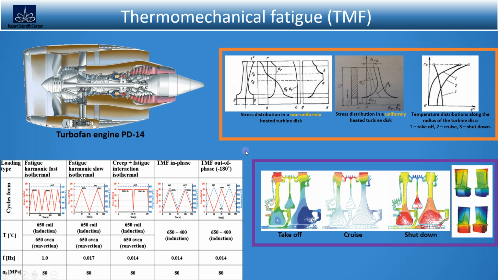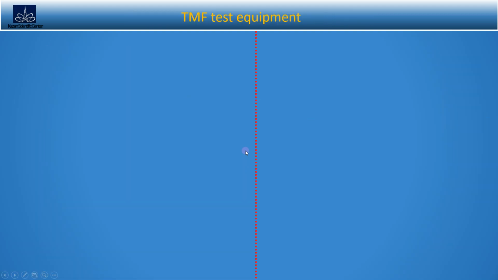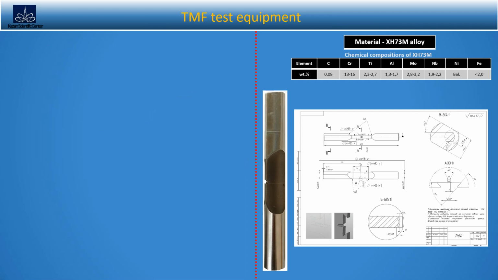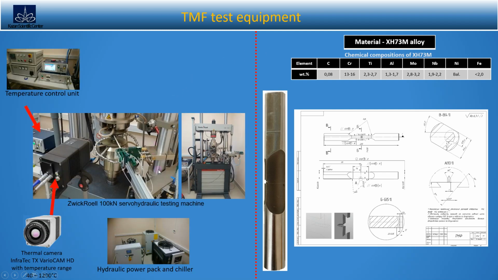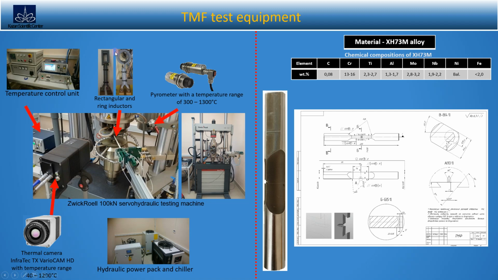I will list the equipment we use for thermomechanical fatigue tests. The slide shows the geometry of the specimen tested at thermomechanical conditions. The material of the specimen is chrome-nickel alloy XH73M. Thermomechanical fatigue tests were carried out on a Zwick Roell servohydraulic testing machine. A pyrometer directed at the specimen monitors the temperature at a point on the surface of the specimen working area. A rectangular induction coil was used. During the test, the crack opening displacement was measured via an extensometer.